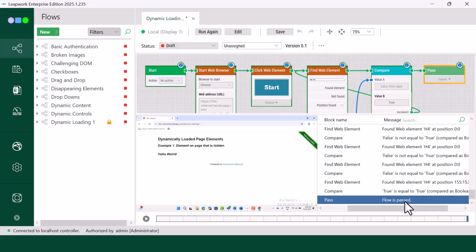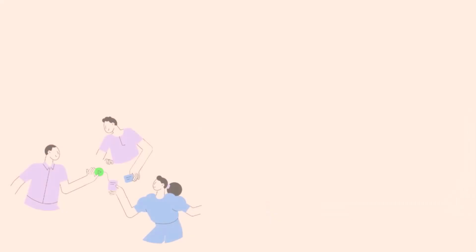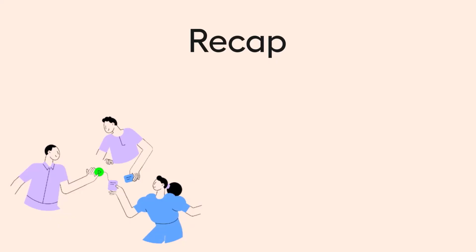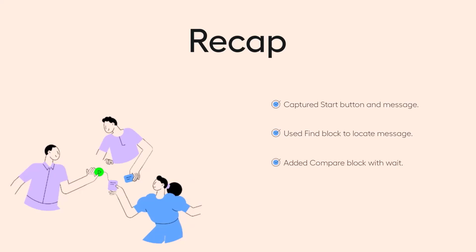That's how Leapwork handles dynamic content effortlessly, with smart retries and visual logic, all without writing a single line of code. Now, let's quickly recap the flow we followed in our automation scenario. We started by capturing the Start button and the Hello World message using the recorder. Then, we used the Find Web element block to locate the message on the screen. To check its visibility, we added a compare block and set it to wait until the visible property became true. Finally, we added a pass block to mark the test as successful once the message appeared.